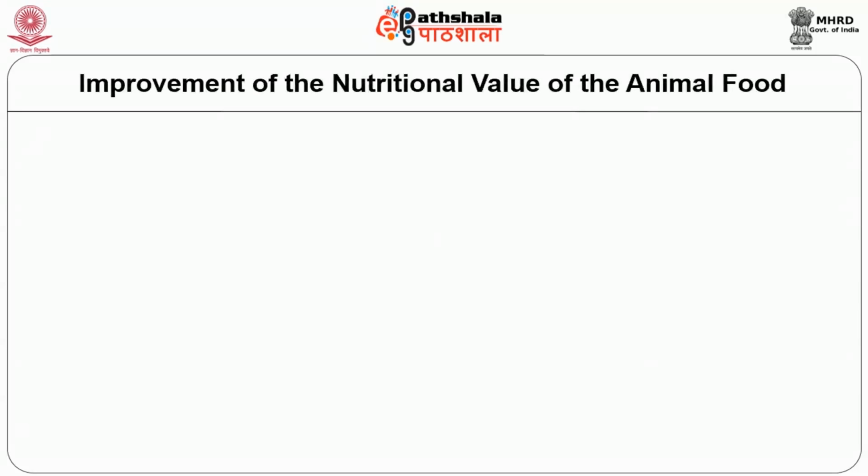Let us now consider some of the major applications in the field for which propagating the animal cells and tissues in culture is very vital. Thus, the applications of transgenic or genetically altered animals in food industry are also the applications of animal tissue culture in food industry. First, let us consider the improvement of the nutritional value of the animal food.